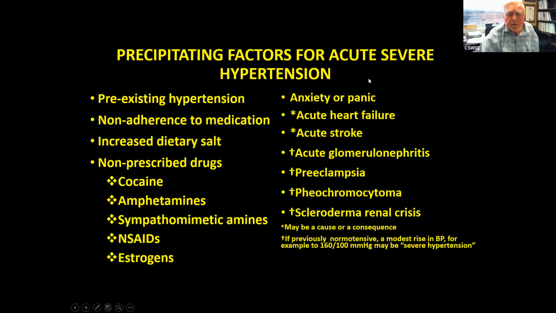So what are the factors to look for that may have precipitated acute severe hypertension? Almost everybody will have pre-existing hypertension. And if not, you need to think of one of these more acute things we'll talk about in a moment. Often the patient's not taking the medications prescribed. And here, it is worth asking some direct questions to see if you can understand whether the patient's having problems with the medication, because they often say they're taking them.